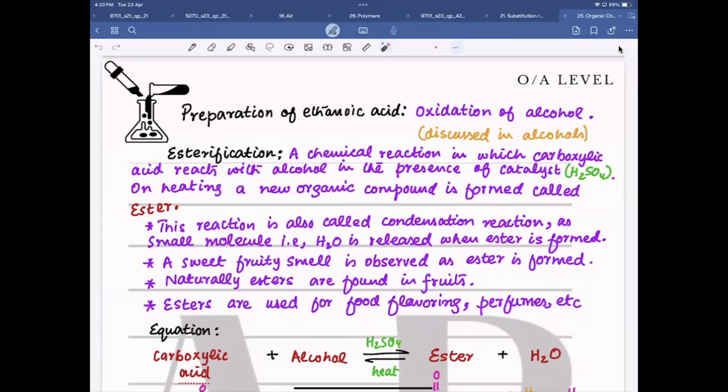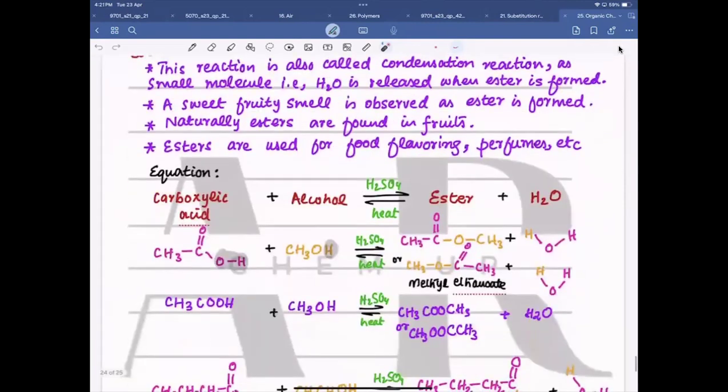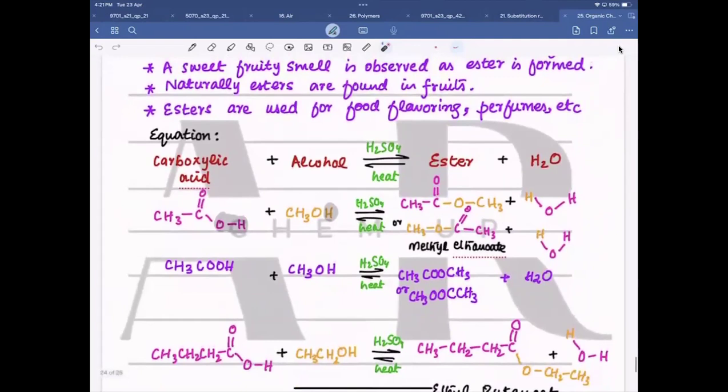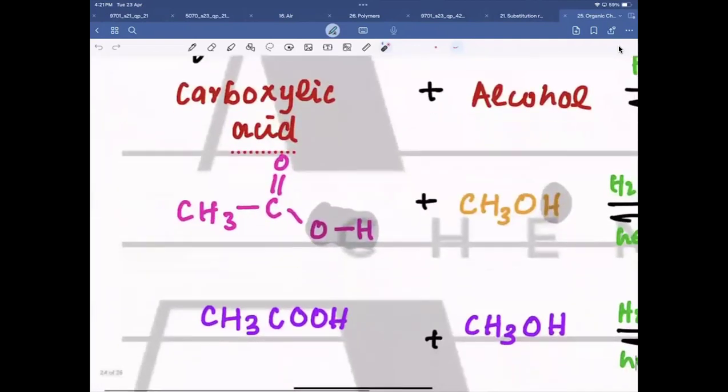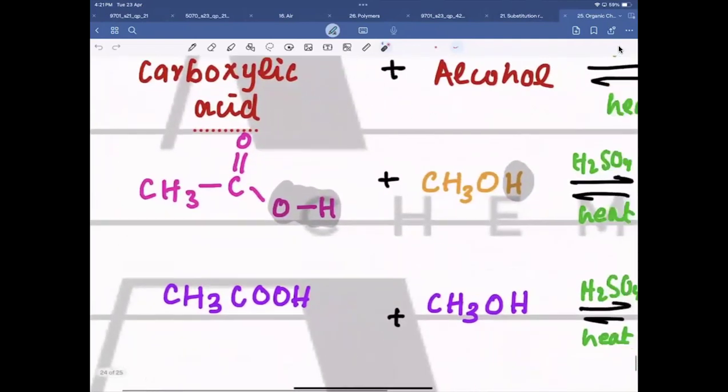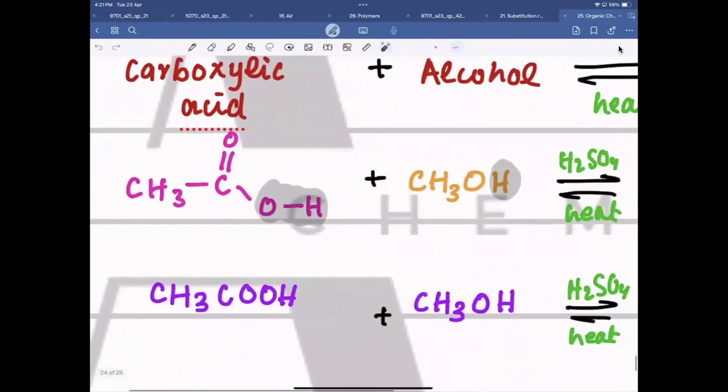Okay. Now have a look at these equations. If you see this, these two are the same equations. The first one is with the displayed formula, so with the structure, so you can easily understand how the ester is formed. And this one is with the structural formula only.